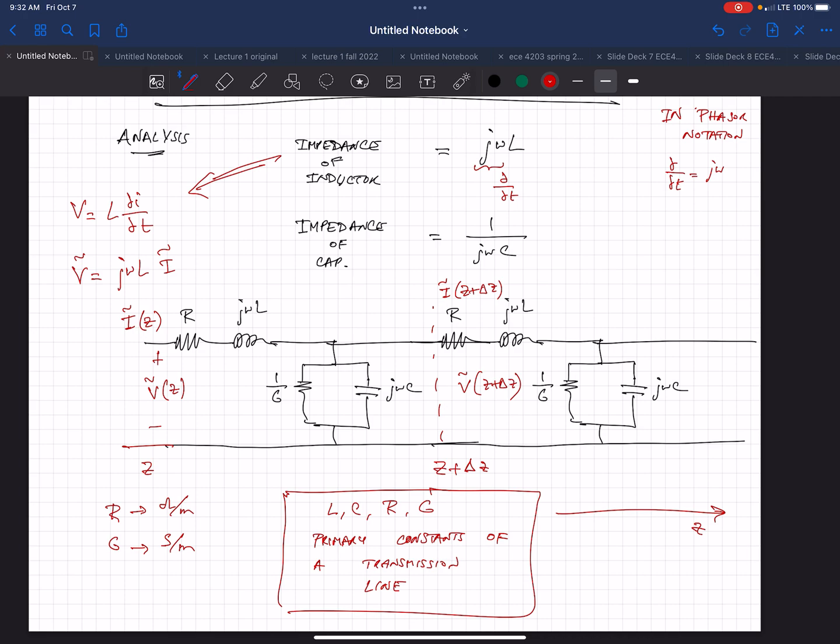And are we ready to go with that? For now, we're just going to assume these are given to us. You'd need basically electromagnetic equations to figure out how to calculate those.